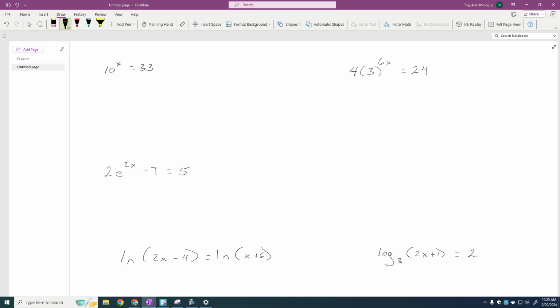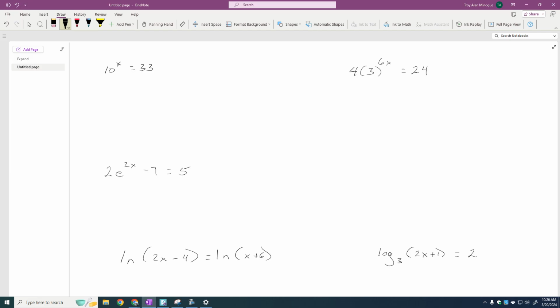What base do I want to use? I can take the log using any base I want. Our calculators have base 10 and base e programmed into them. So I'm going to use one of those, and it really doesn't matter which one you pick. However, if there's a 10 here, I'll use base 10. If there's an e here, I'll use base e. If it's something else, you get to pick.